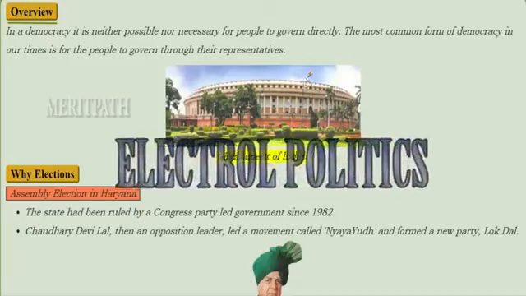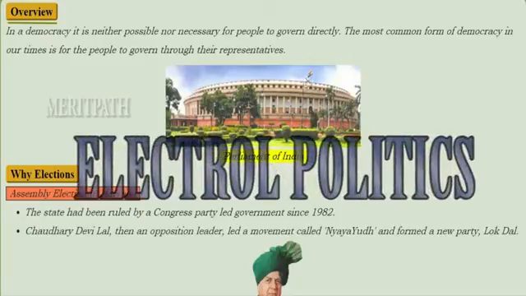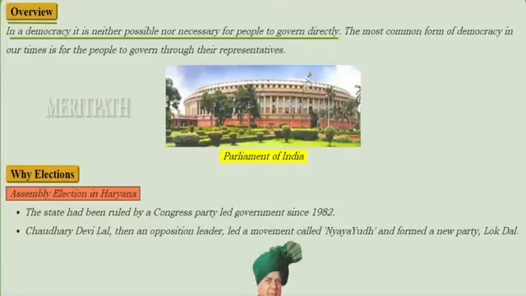Let's study a new chapter called Electoral Politics. In a democratic government, it is neither impossible nor necessary for people to govern directly. The most common form of democracy in our times is for the people to govern through their representatives. In this image, we see the Parliament of India.